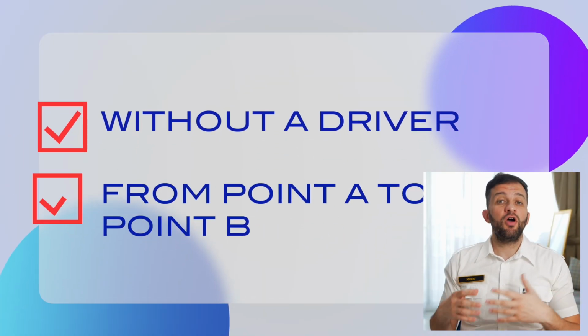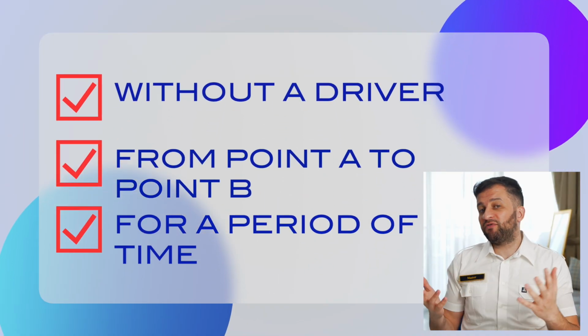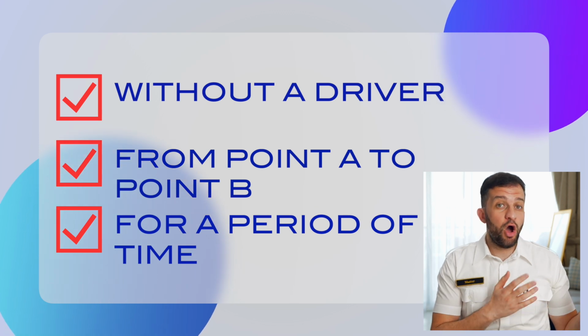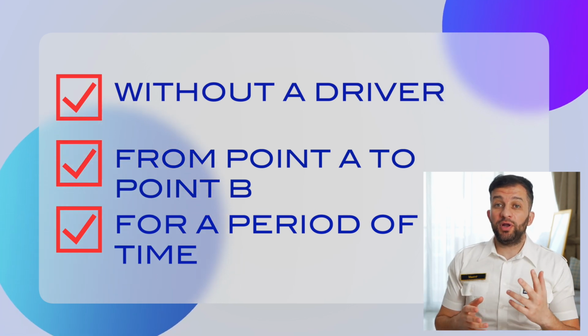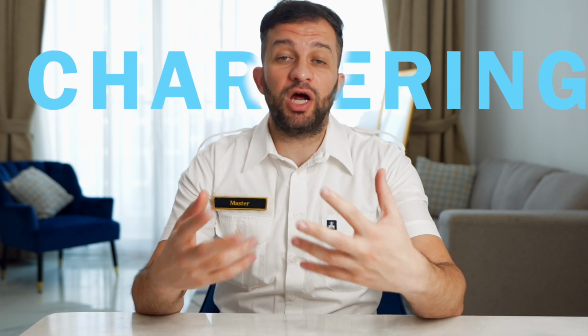There are three main types of car rental. First, without a driver. Second, from point A to point B, let's say from the airport to your next destination, home or hotel. And third, for a period of time, for a day, a month or a year. So first, we don't say renting a ship, but the correct term is chartering a ship.